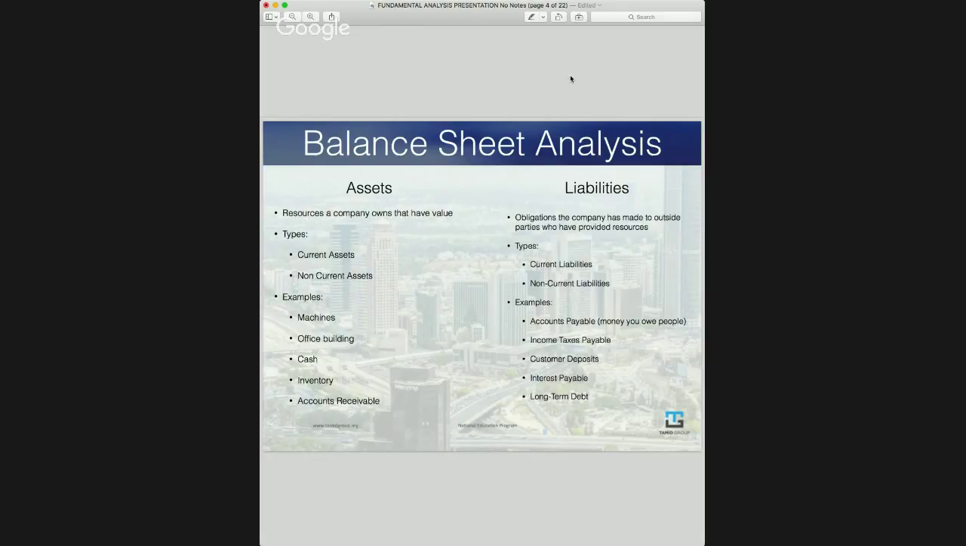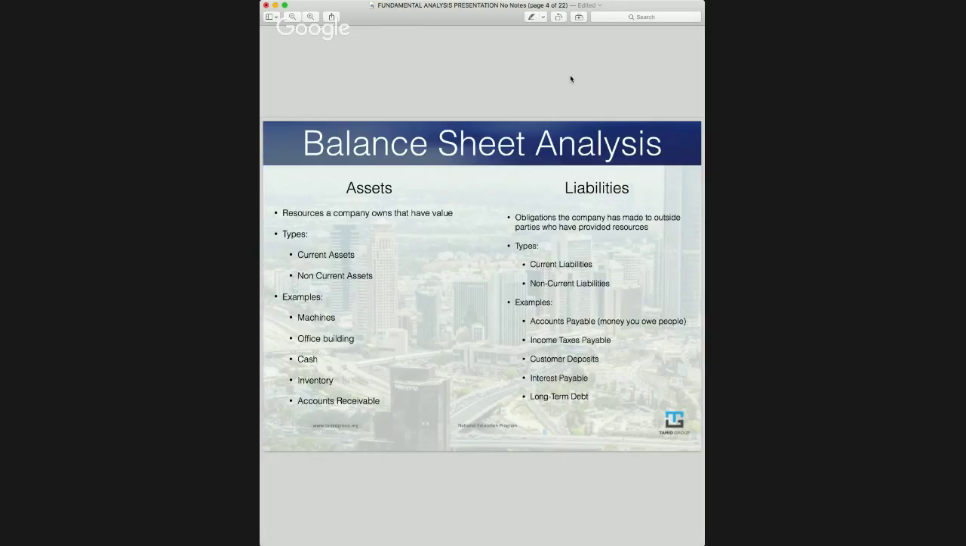Compare those to the non-current assets, which would be your machinery, buildings, factories, furniture like desks, computer systems. All those types of things are things I'm not thinking about selling within a year. Those are things that would not be considered a current asset.